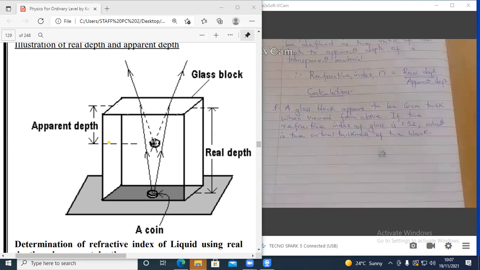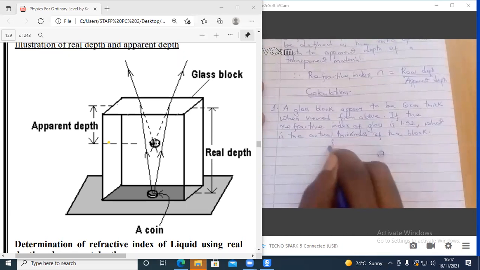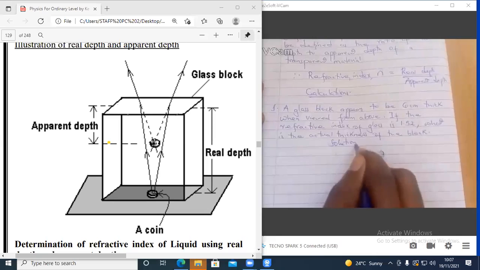So members, what do you think they're asking for here? What are they asking for? They're asking for the real depth, not so? They're asking for the real depth.